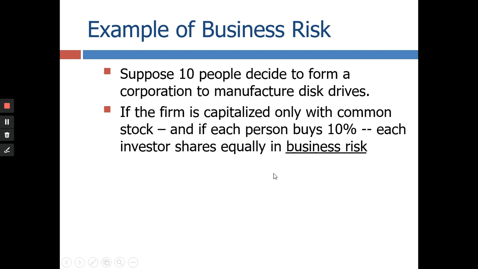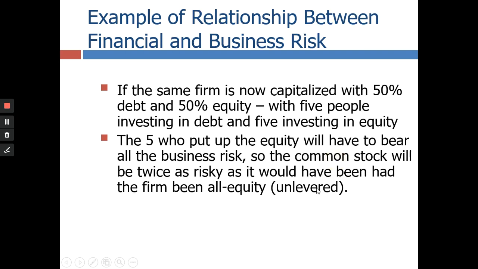All right, so let's take an example. Suppose 10 people decide to form a corporation to manufacture rice. If the firm is capitalized only with common stock, and each person buys 10%, each investor shares equally the business risk, right? So 10 people started a company, each funding the company by 10%. Whatever happened to the company, 10 people will share it equally, 10%, right? So that is your business risk.